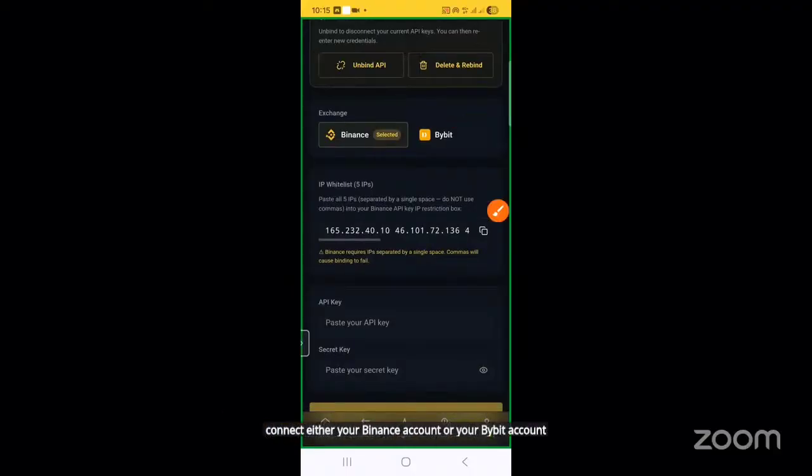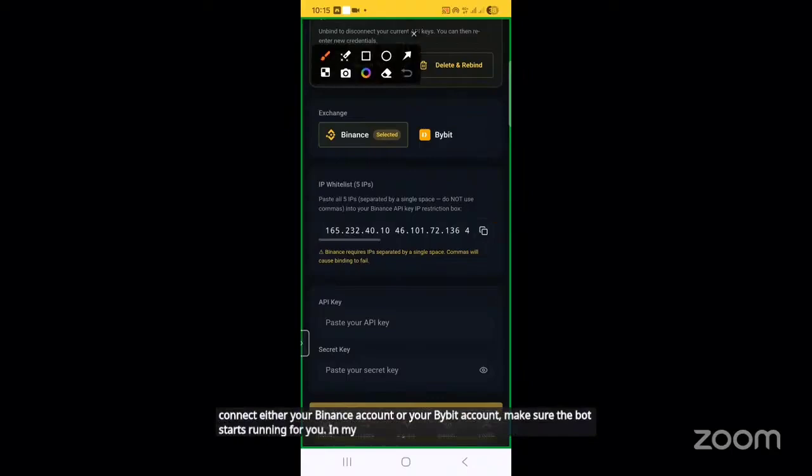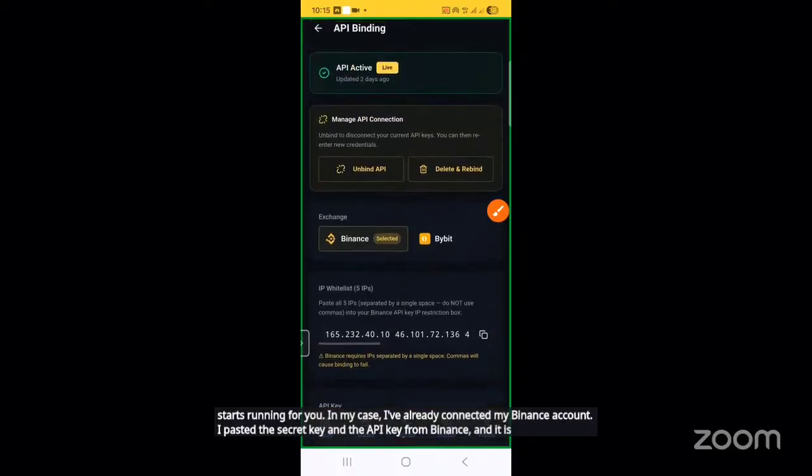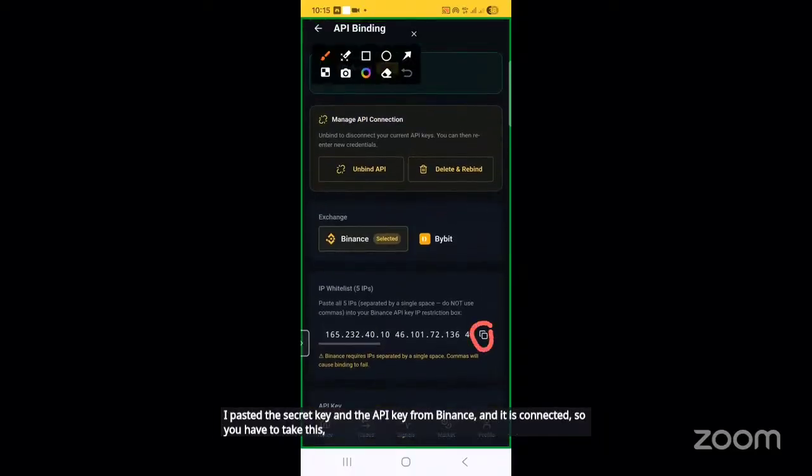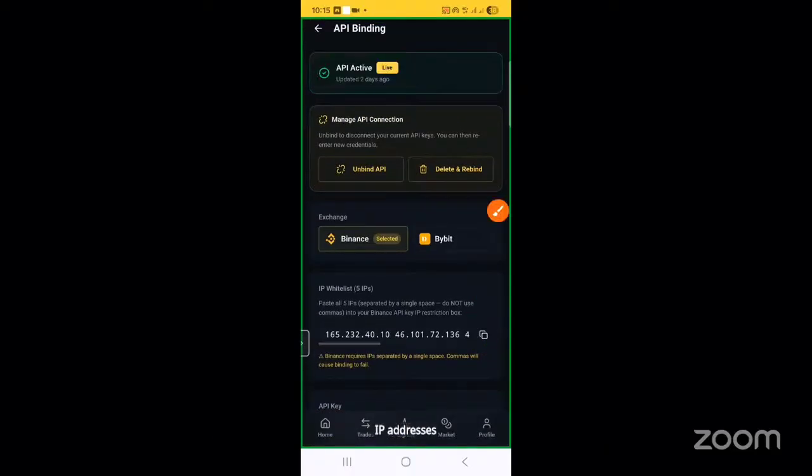Make sure the bot starts running for you. In my case, I already connected my Binance account. I pasted the secret key and the API key from Binance, and it is connected. So you have to take these IP addresses to your Binance and you whitelist them.